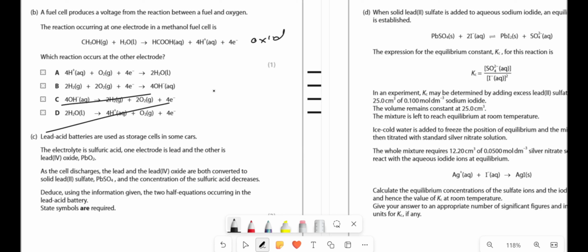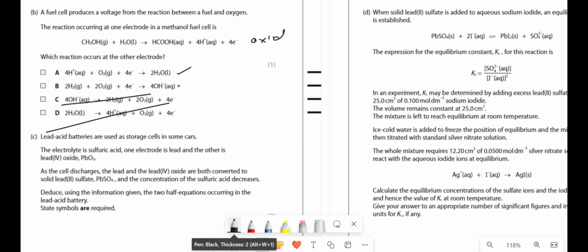Next, we need to have a look at which one's which. So in this case, we're reacting methanol and oxygen. We're going to make water as one of them, definitely, and I don't see a water here, so it's got to be A.